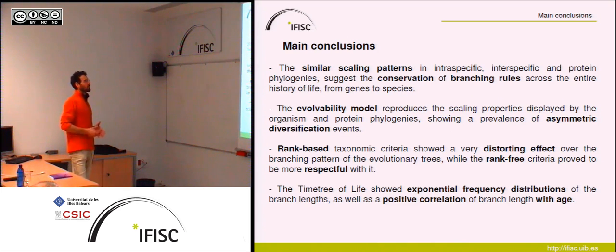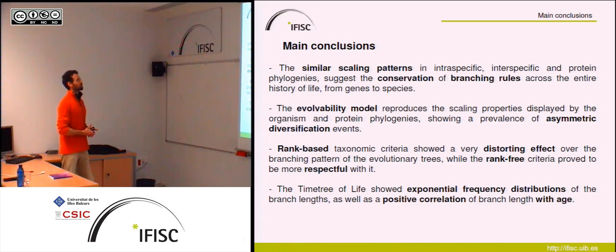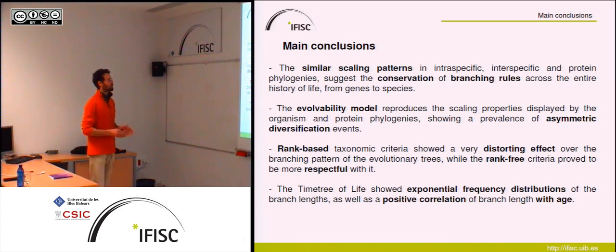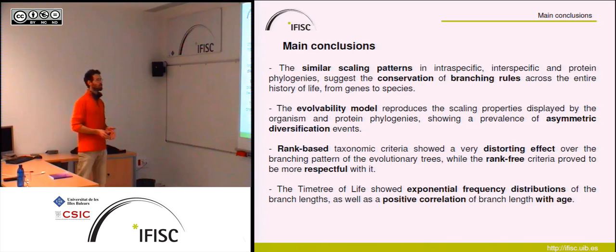So, summarizing, we resume our work here in 4 conclusions. The first conclusion is that the similar scaling patterns in intraspecific, interspecific, and protein phylogenies suggest the conservation of branching rules across the entire history of life, from genes to species.